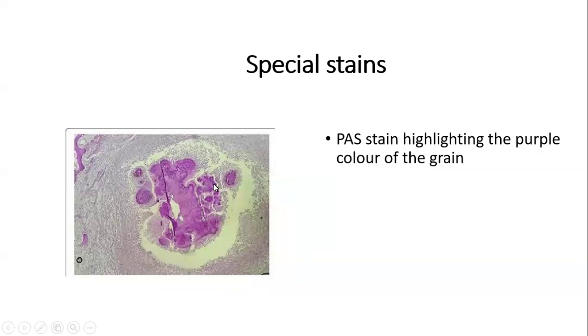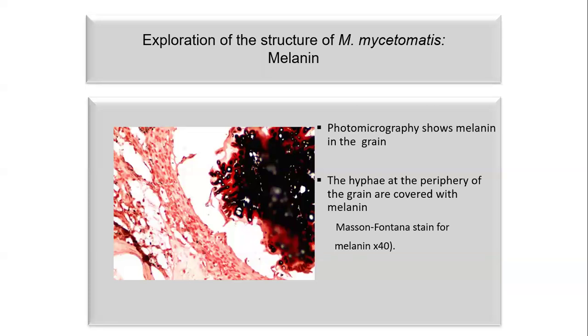grain. Now, melanin. What about melanin? Melanin also can be stained by the routine H&E stain. It appears as a black color, but here you can do Masson-Fontana. There are several stains for melanin. This is Masson-Fontana, and also it appears as this black color, okay? The hyphae at the periphery of the grain are covered with melanin.